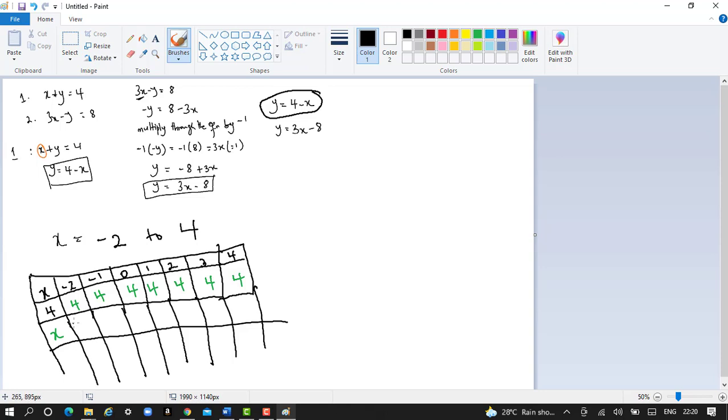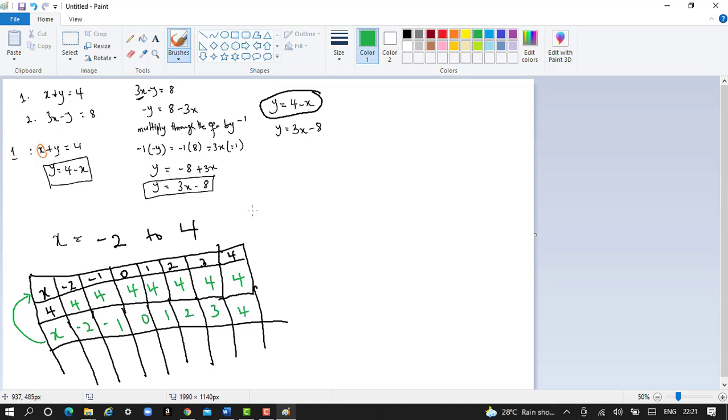And x here is going to be minus 2. Sorry, let me change my pen color. So you're going to get minus 2. Since x is the same as this x, I'm going to repeat the values of x. So minus 2, minus 1, 0, 1, 2, 3, and 4.